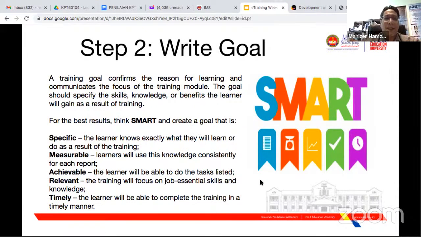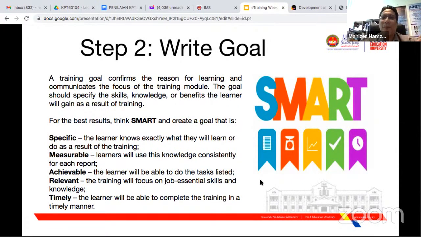Okay, and then relevant. The training will focus on job essential skills and knowledge, because we are doing training really focused on the job, job skills and knowledge to do with the job environment. Something with the job. Okay, and then timely. The learner will be able to complete the training in a timely manner, or sometimes they use the term time bound or time based. They mean within a certain time.